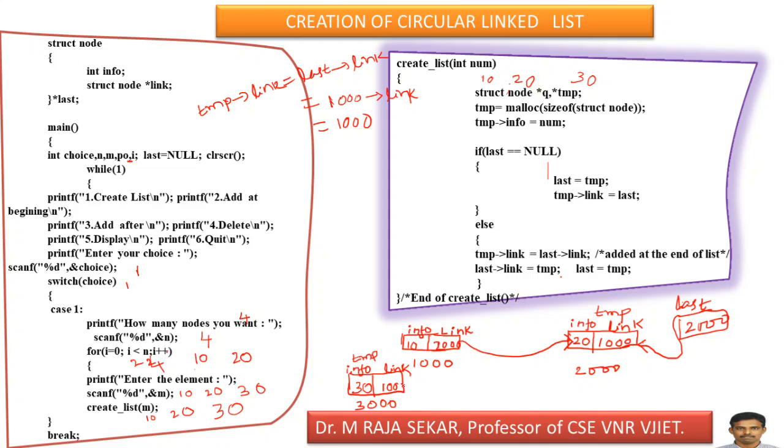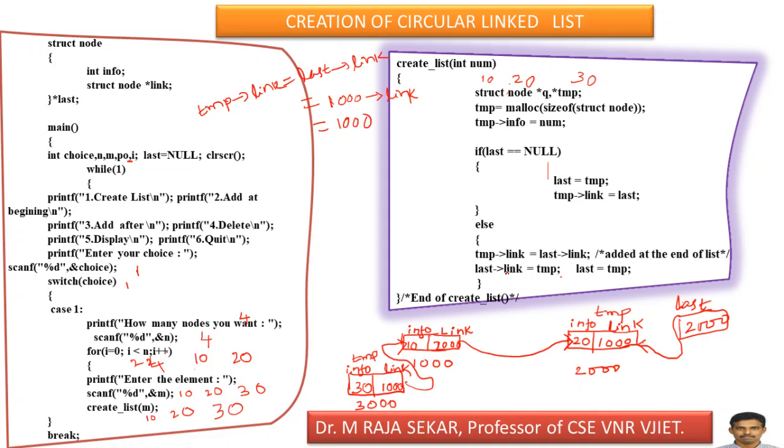This is 1000. Automatically it will search for a node whose address is 1000. Means in last->link I can find the address of the first node, as it is a circular linked list. In a circular linked list, in the last node's link field, I can always find the first node's address. Therefore, tmp->link means the recently created node's link. We are keeping last link. Last link always holds the first node's address. That's what we are doing here.